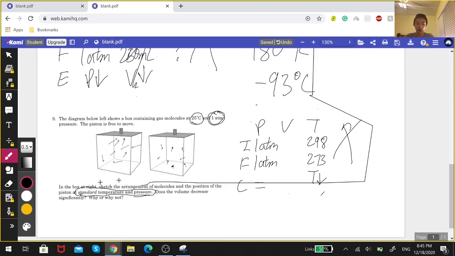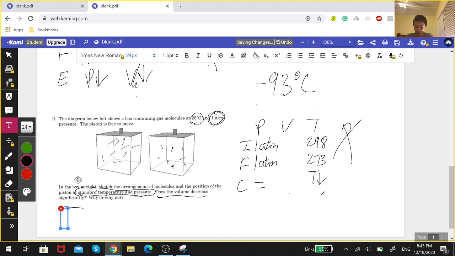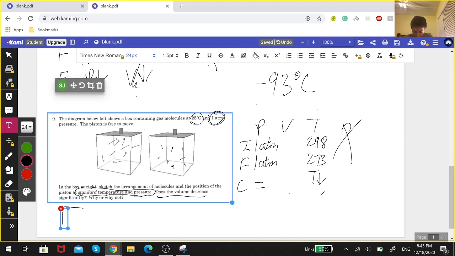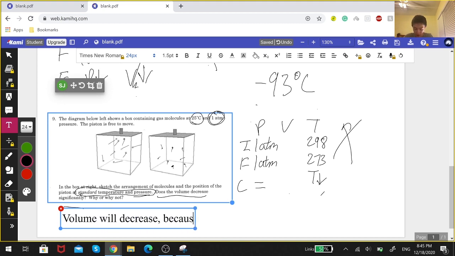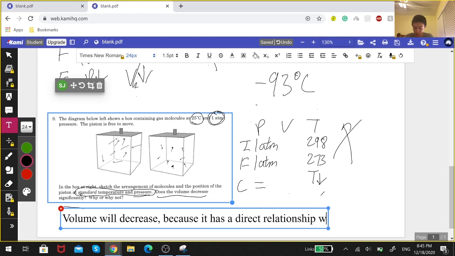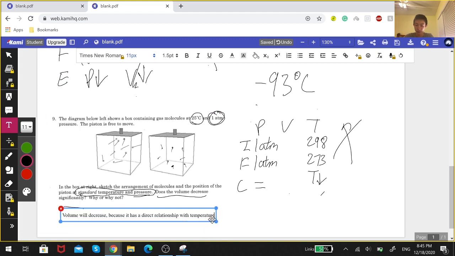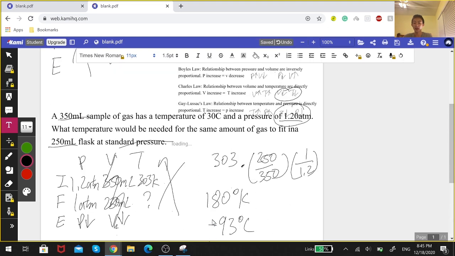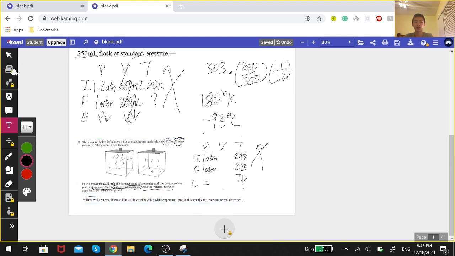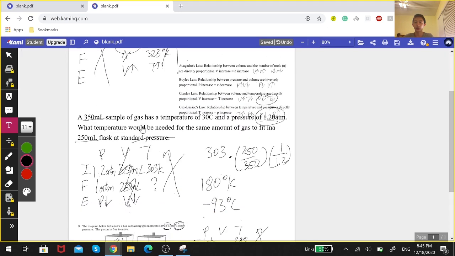So our explanation for this answer, and the question is, does the volume decrease? Our answer here is: volume will decrease because it has a direct relationship with temperature. And in this scenario, the temperature was decreased. So this is how you use the laws that we learned in the previous video, and these problems are going to come out quite a lot as we move on in the unit. So make sure you know how to do these. Thank you for watching.